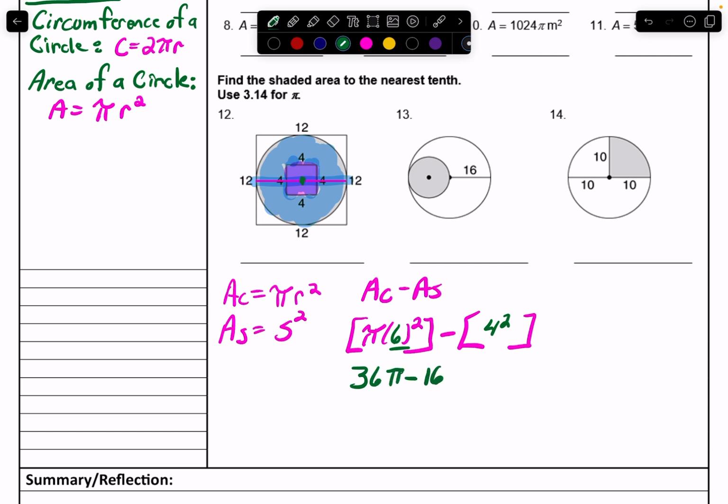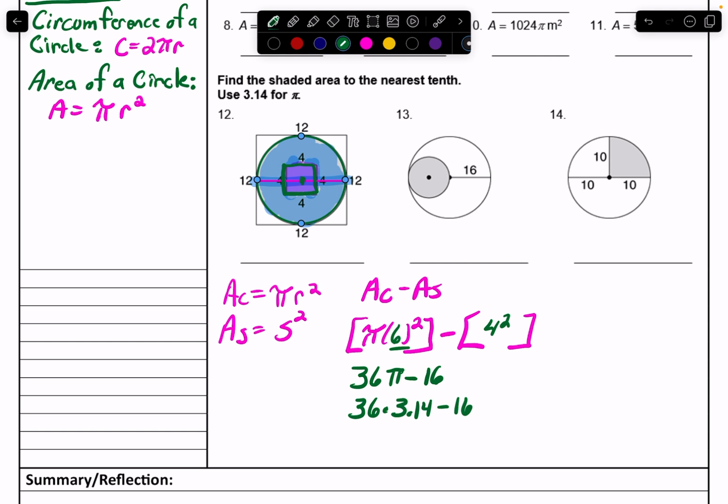So you're going to use your calculator. You're going to take 36 times 3.14, and then you're going to subtract 16, and that's going to be the area of the shaded part, which is the area of the circle minus the area of the square. So basically we have a circle here that's shaded except for that square in the middle. So we got to take the area of that entire circle and subtract the area of that square in the middle.